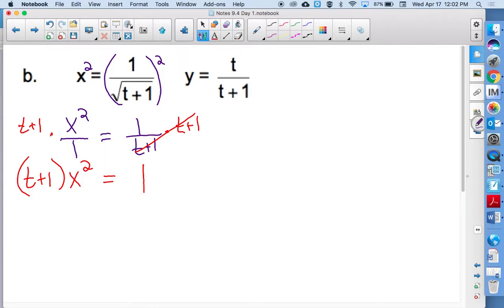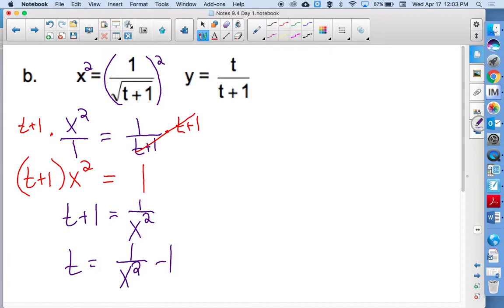Remember, your goal is to get the t by itself. So what else do we do, Anna? I divided by the x squared. Yeah, divide by x squared to take it to the other side. And then Anna, finally, you subtract the 1. Subtract the 1 to take it to the other side. So we would have 1 over x squared minus 1.